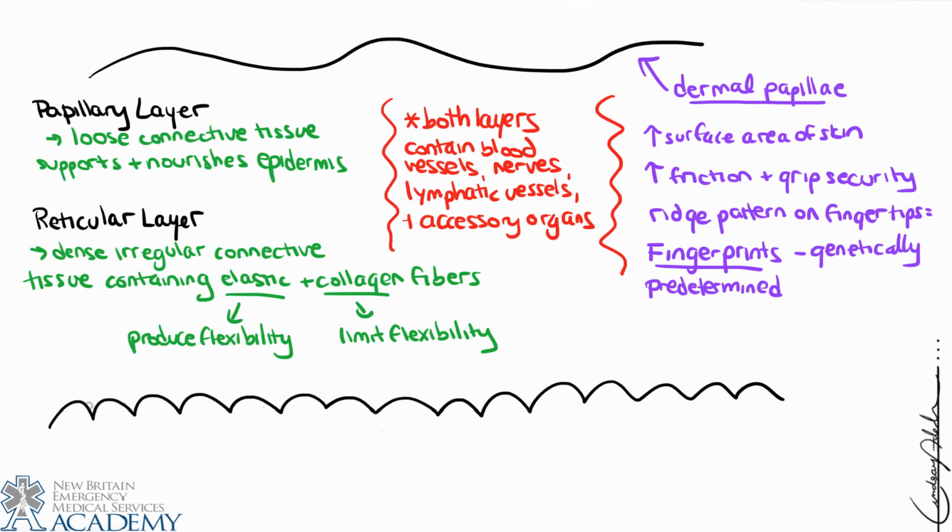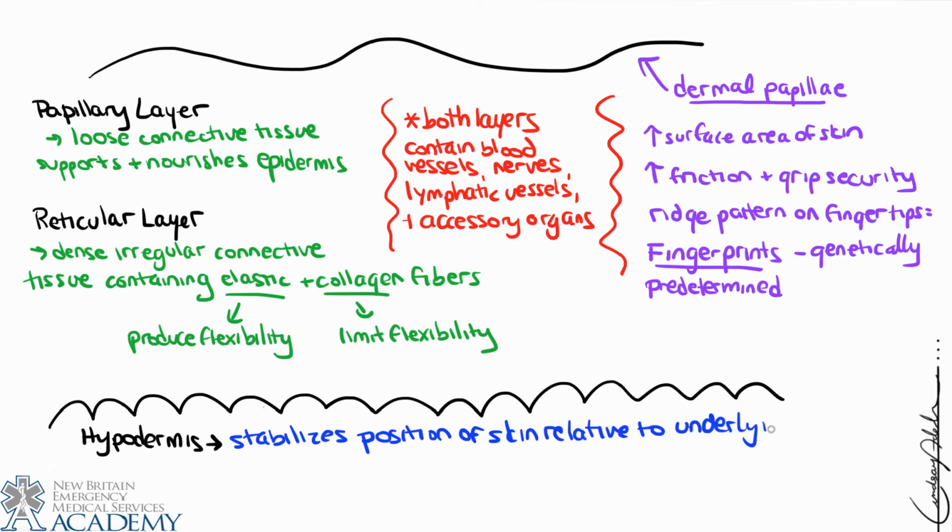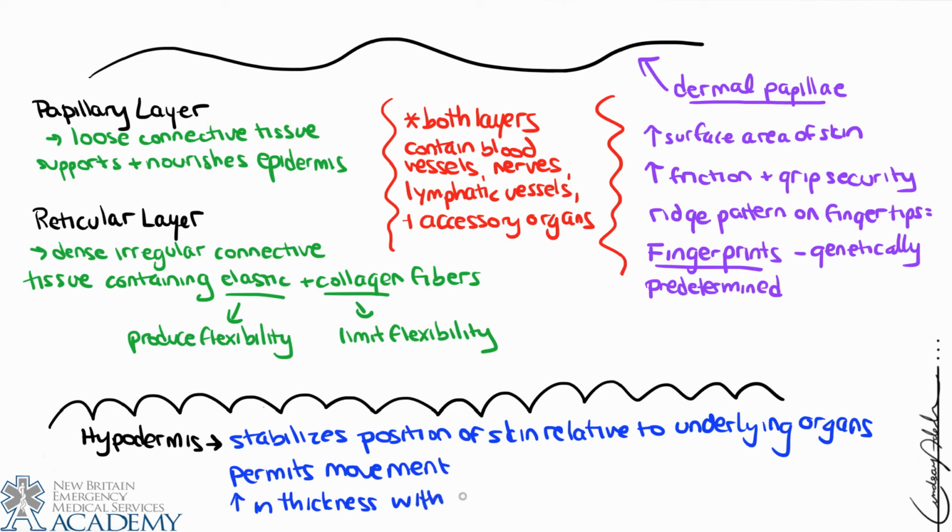And then below the dermis, we mentioned, is the hypodermis, and it is relevant to consider the basic functions of the hypodermis. So the hypodermis stabilizes the position of skin relative to the underlying organs. It also permits movement. So if, for example, you were to flex a bicep, the skin over the elbow is able to move easily and then return to its original position. The hypodermis is made of adipose tissue and connective tissue. So if there's weight gain, especially unfavorable weight gain, then the adipose tissue accumulates in the hypodermis.